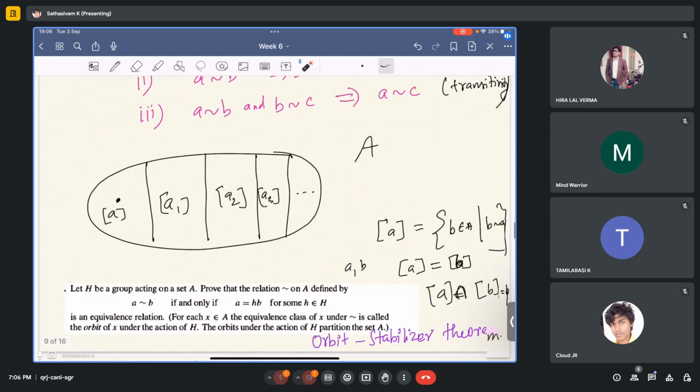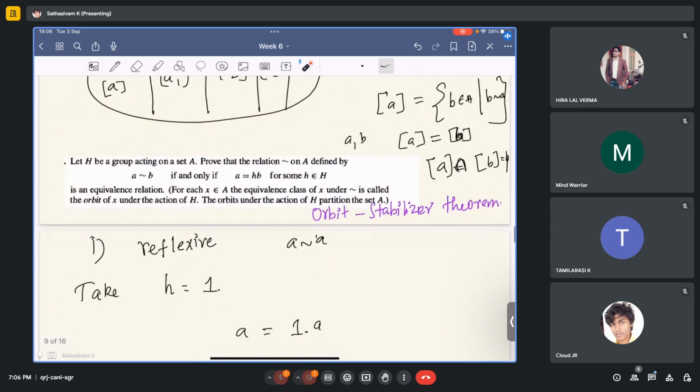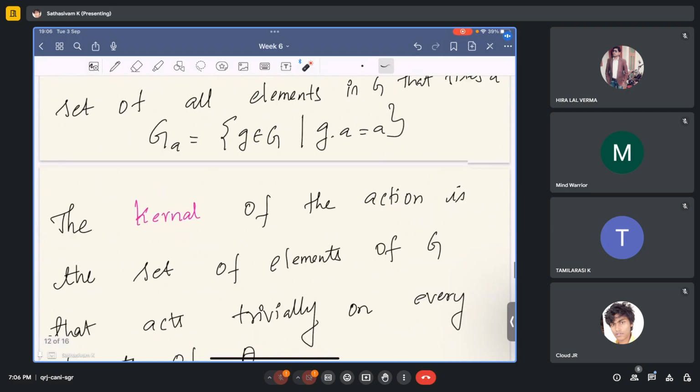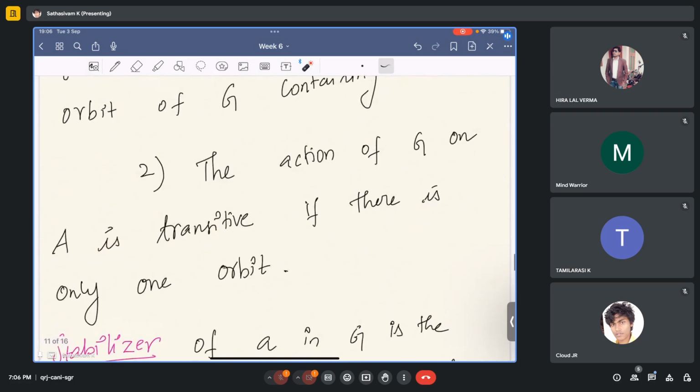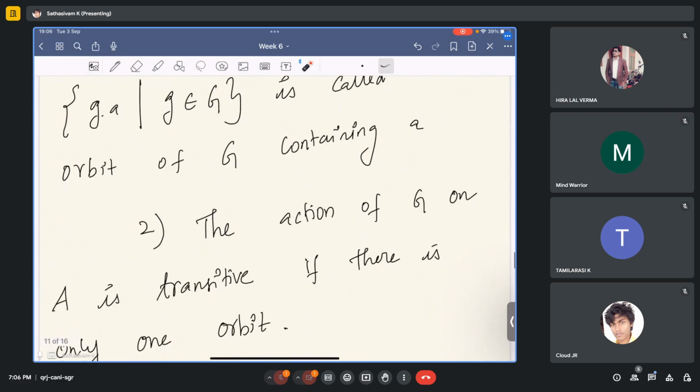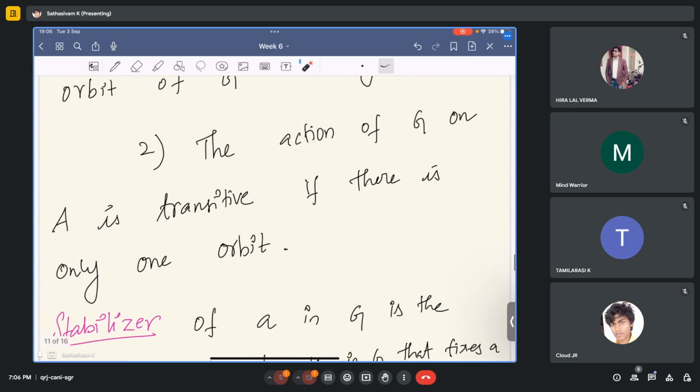So the names come in that sense. Whatever you name it, there is some intuition behind the names. But anyway, this action is called a transitive action if there is only one orbit.